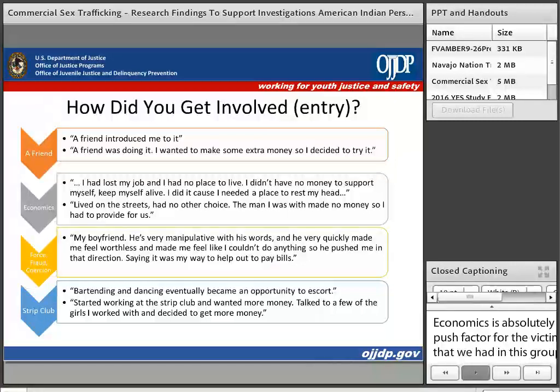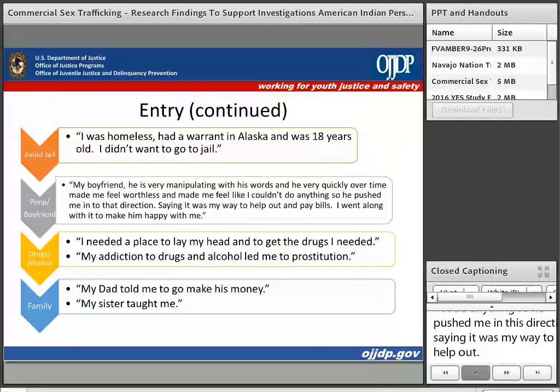The forced fraud and coercion: "He was very manipulative. He very quickly made me feel worthless and made me feel like I couldn't do anything. So he pushed me in this direction, saying it was my way to help out." And then the strip club pathway, the bartending and dancing, eventually became an opportunity to escort. "Started working at a strip club, and that wasn't enough. And the opportunity to make money was really present there."